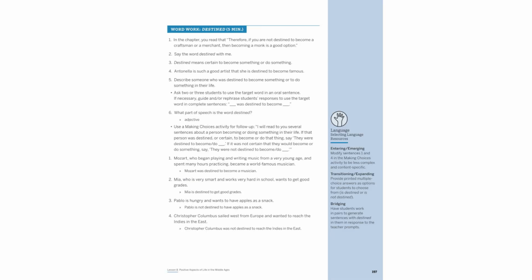The term destined signifies certainty in becoming or achieving something. For instance, Mozart, who started music early, was destined to be a renowned musician. In contrast, Columbus, aiming for the Indies, was not destined to reach them. Understanding destined helps in recognizing potential and certainty in historical contexts.